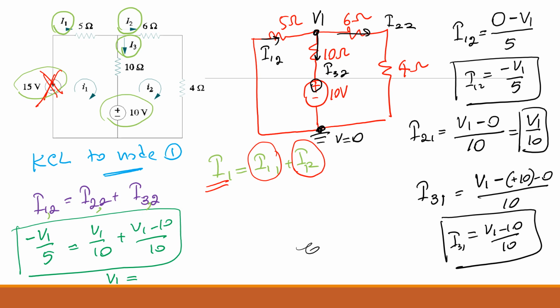So up to now, we have a basic concept in week 1. We have mesh, we have node, and today we are learning 2 more methods. Superposition is this one which we are learning. We learned 5 methods at the end of today, and next week we are learning Thevenin and Norton, another 2 methods. So altogether 7 methods you are learning.